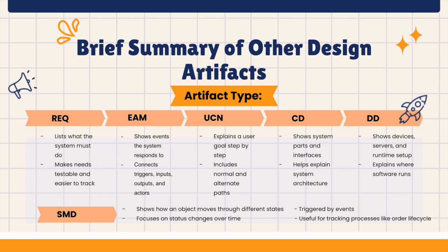The component diagram shows the major system parts and interfaces, while the deployment diagram shows where the software runs, such as servers and devices. And last, the state machine diagram is useful because it shows how one object changes states over time, like an order moving through its life cycle.